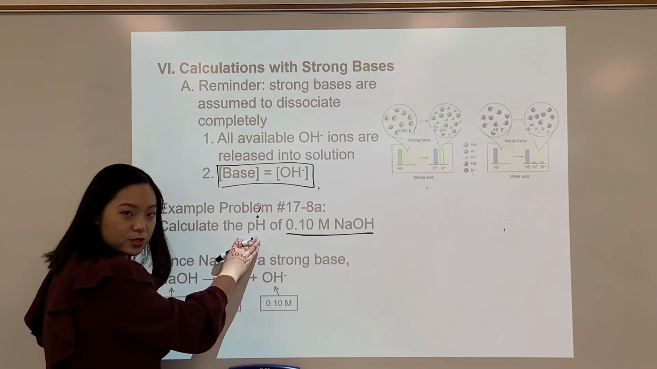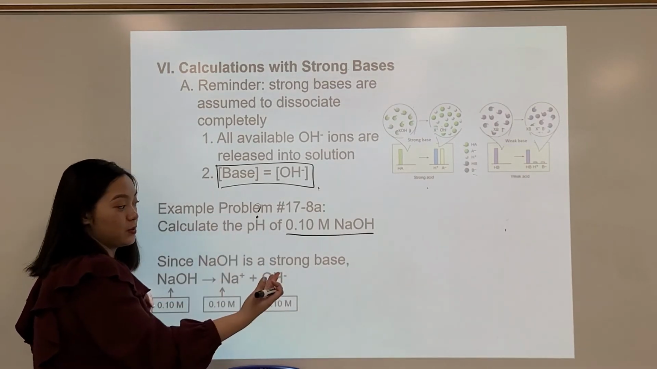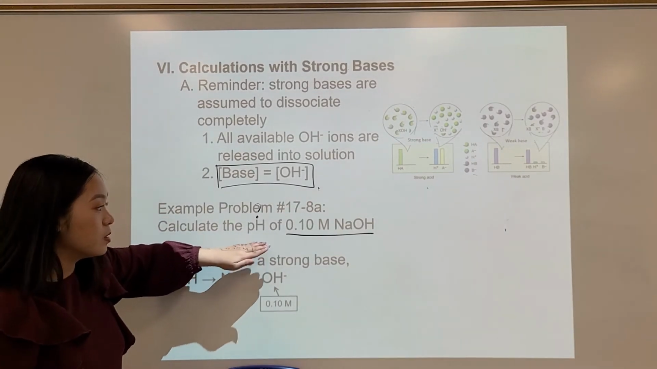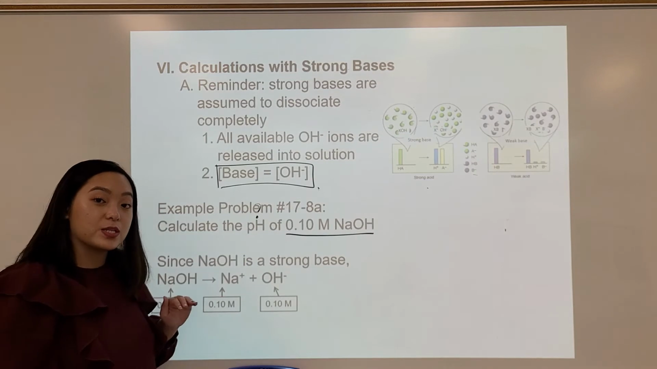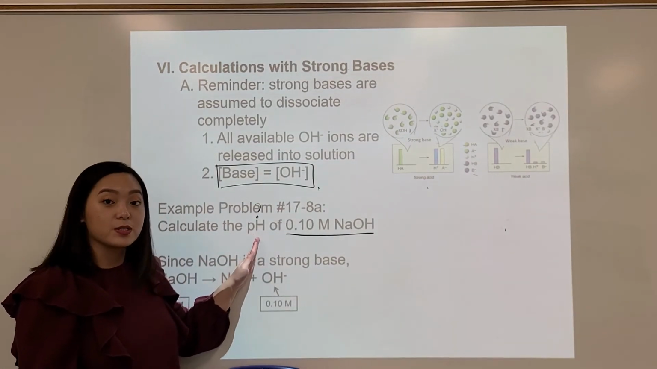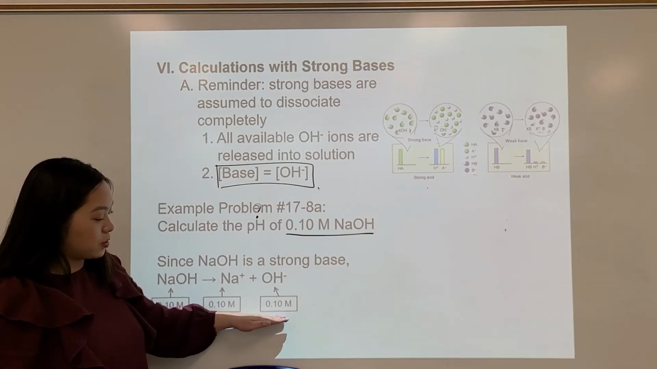You're looking for the pH, not the pOH, unless they ask for the pOH, then your answer would be correct. However, they're asking for the pH. But there is a nice relationship between a pOH and a pH that we can use. So let's do that. Now, at this point, let's go back to our problem.